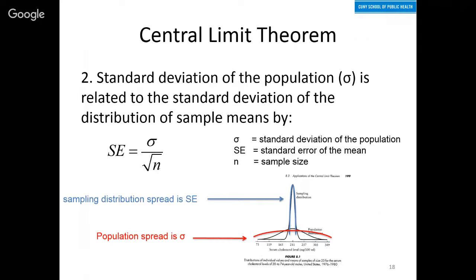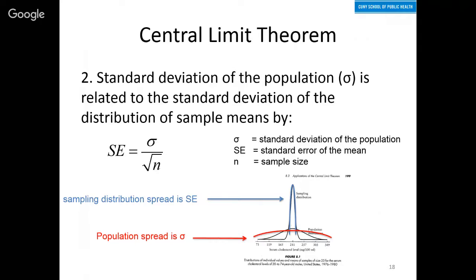The second part of the central limit theorem is that the standard deviation of the population and of the sampling distribution are related by this equation. And I call the standard deviation of the sampling distribution the standard error. So it's still a standard deviation, but it has a special name. It's the standard error. And we only use that for describing a sampling distribution.